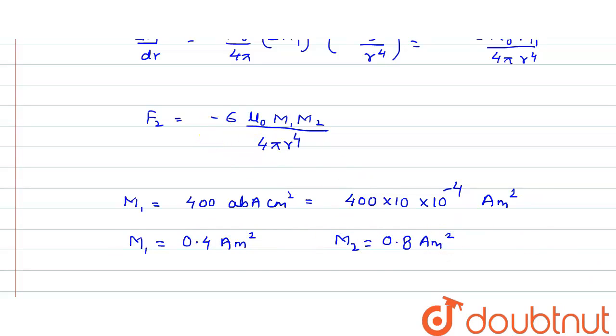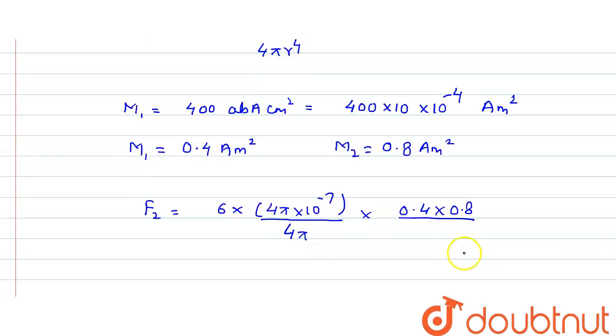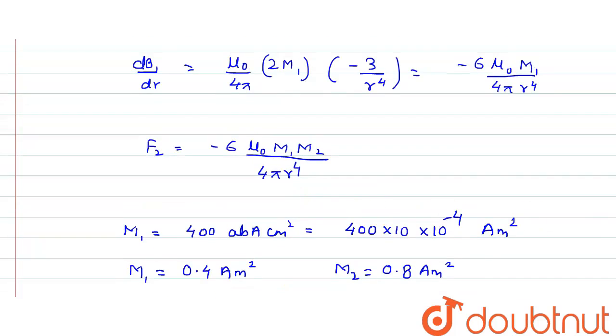Now we can put all the values in to get the force exerted. F2 equals 6 into mu naught, where mu naught is 4 pi into 10 raised to the power minus 7. We are only talking about the magnitude, which is why we are not taking the negative sign. Divided by 4 pi, into m1 m2, that is 0.4 into 0.8, divided by the distance r. The distance is 20 centimeters, so it is 20 into 10 raised to the power minus 2 meter, to the 4th power.